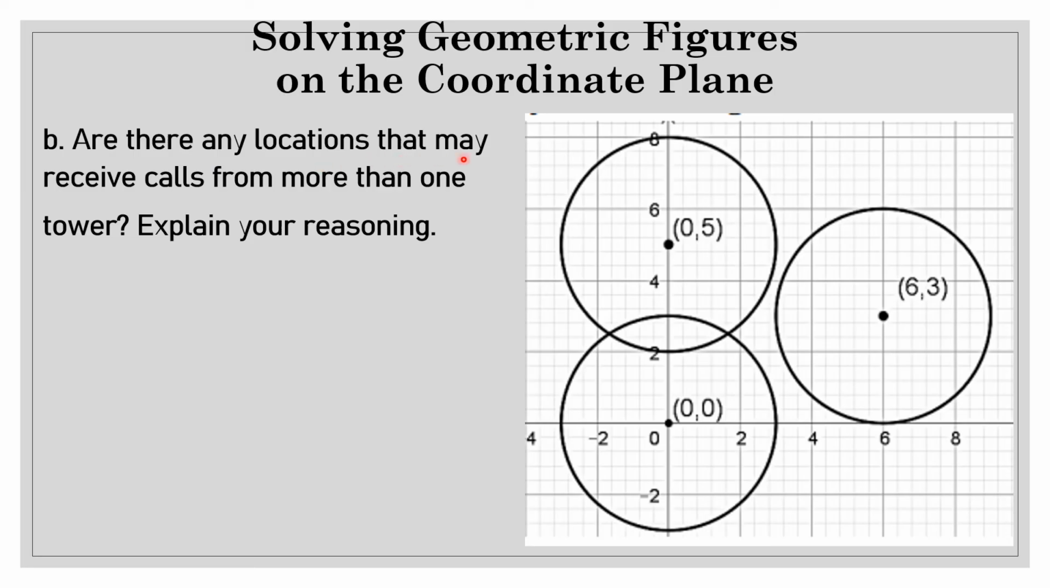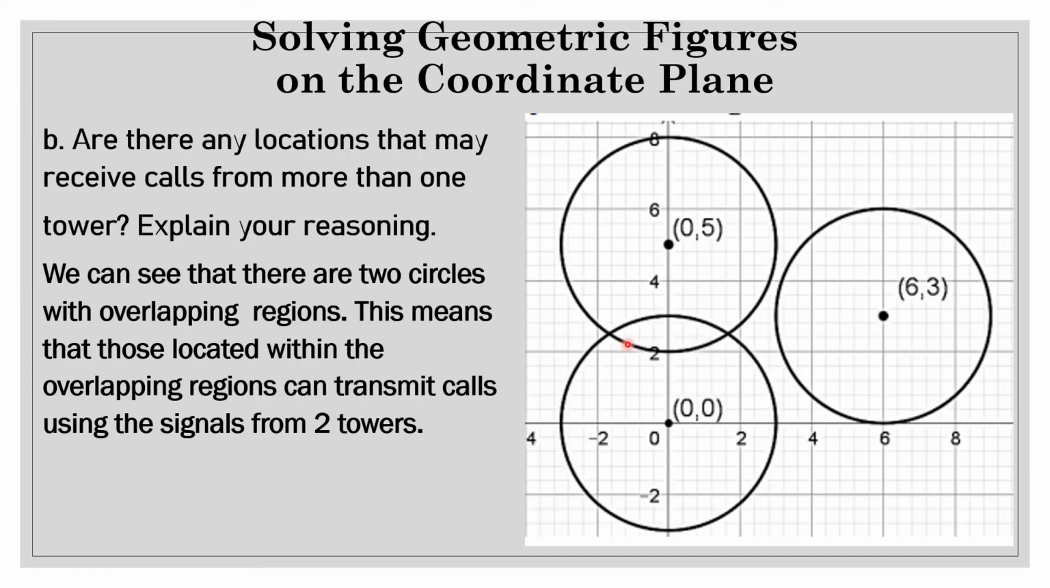Next, are there any locations that may receive calls from more than one tower? Explain your reasoning. So, kung mapapansin mo, meron tayong overlap region dito. So, since may nag-overlap dito, this means na yung mga nakatira dito can transmit calls using the signal from these two towers kasi nga nag-overlap siya. Ibig sabihin, yung area na to, pwedeng maka-receive from this tower, tapos from this tower also. Kasi ito yung mga coverage ng signals nila.